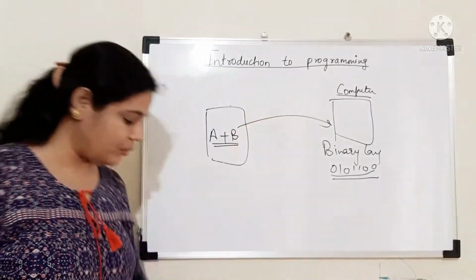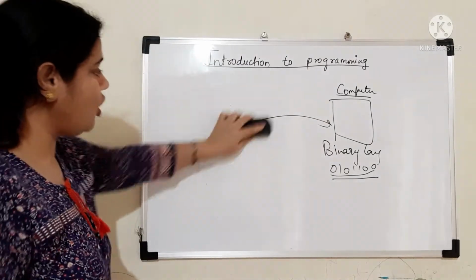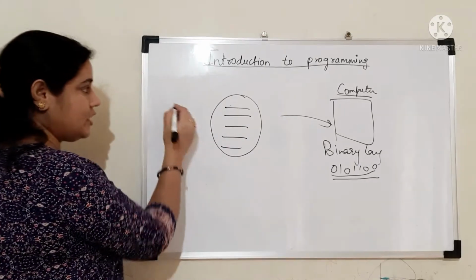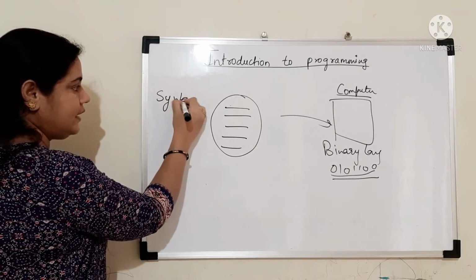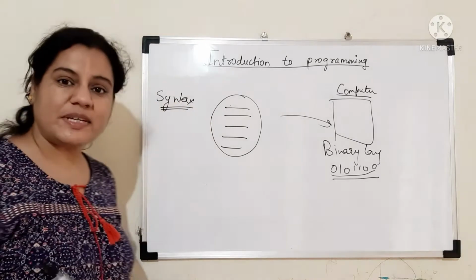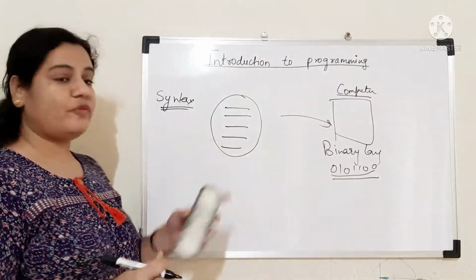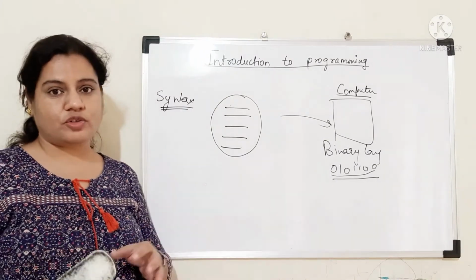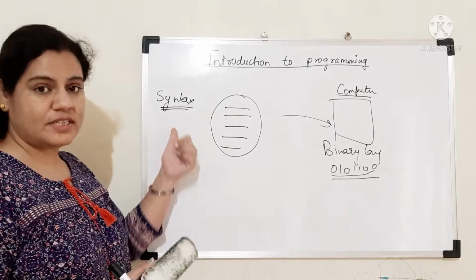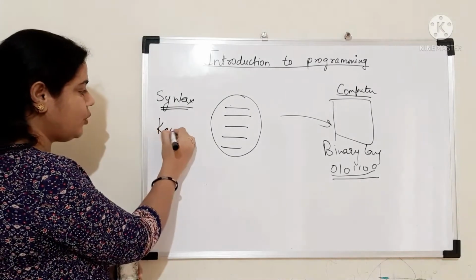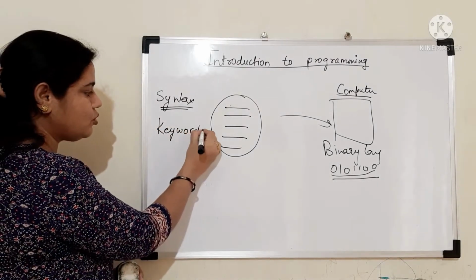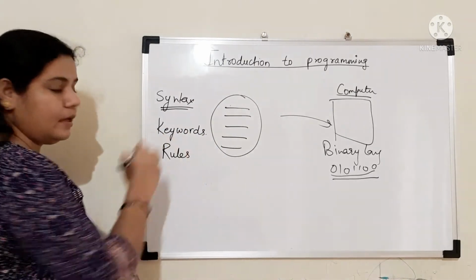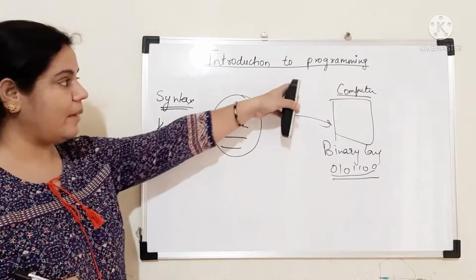Now what is a programming language? Basically a set of instructions. They must have some syntax. First of all, they must have some syntax. Syntax means where you have to put the semicolon, where you have to write the declaration, where you have to include the header file. This is called the syntax. Next are the keywords. What are the keywords you need to use? Some rules must be in the programming language.